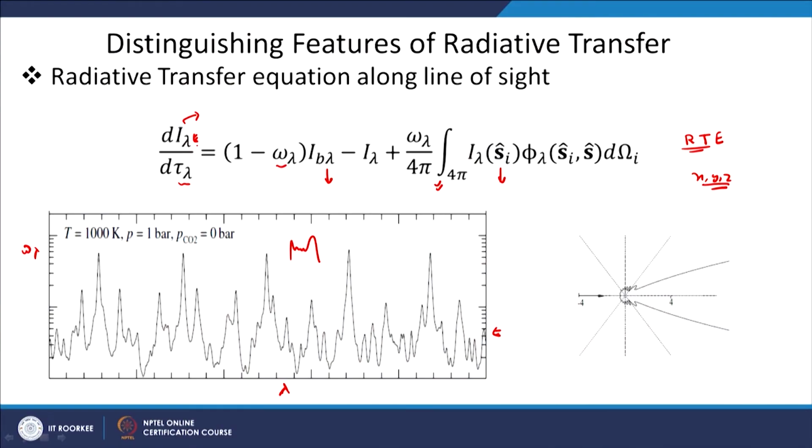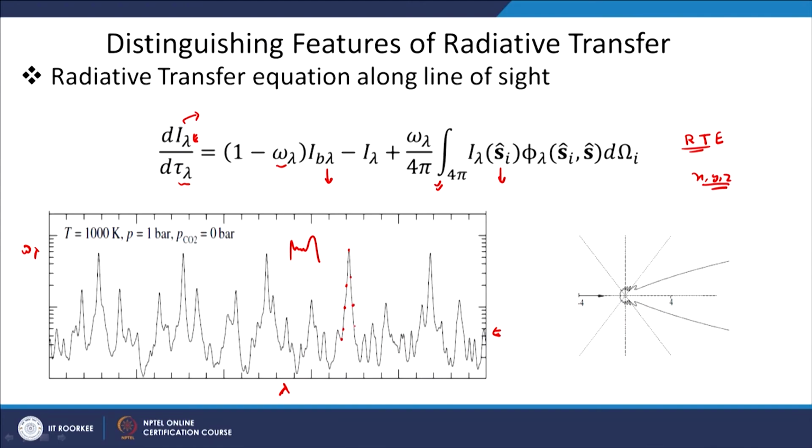This equation needs to be solved for each and every wavelength, and because the spectrum is so erratic, we have to solve at very fine resolution. We have to solve this equation at this wavelength, this wavelength, this wavelength and so on. So, we have to solve this equation many times over a large number of wavelengths, and that makes it very challenging. And the last part that makes this most challenging is the scattering phase function. This is the phase function.